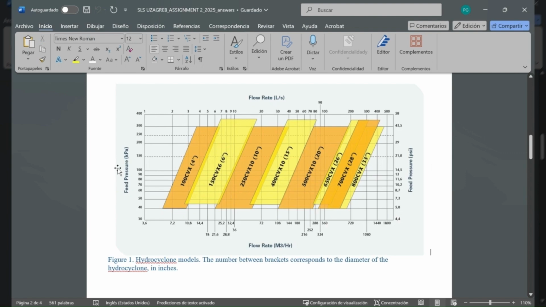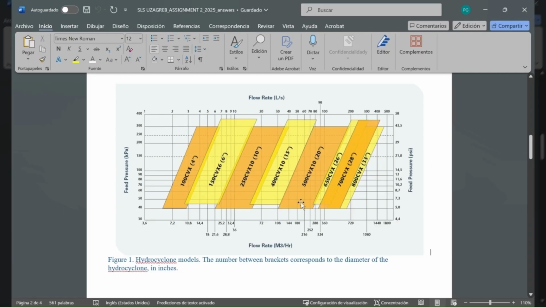Now this is the feed pressure into the system, and this is the flow rate of the slurry, not just the water that's inside the slurry, but the slurry. We're talking here about the feed slurry. All these trapezoids represent different family models of hydrocyclones, and the number between brackets represents the cyclone diameter.